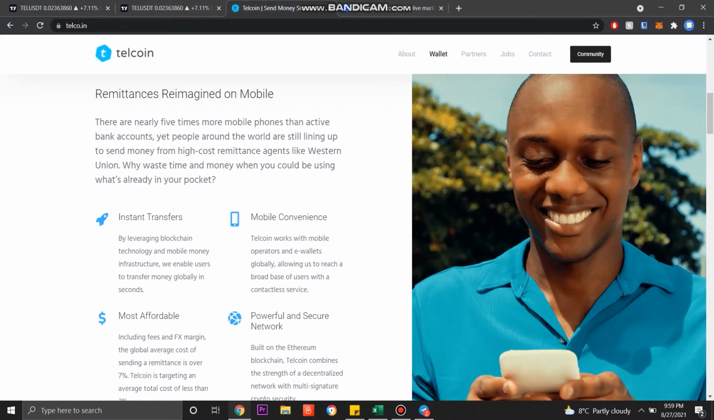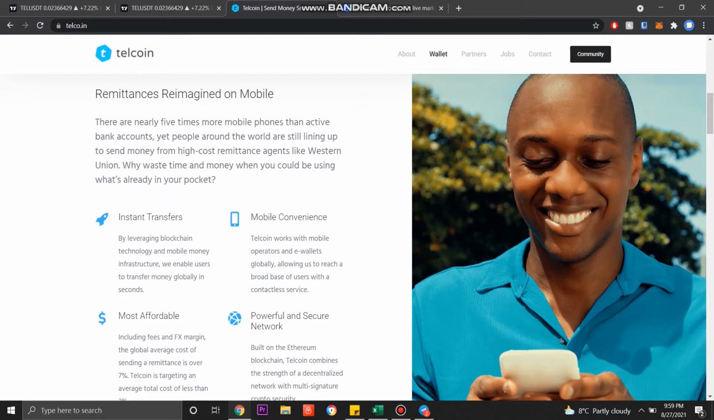We can see what Telcoin is here. Essentially, as we can read out from their website, there are nearly 5 times more mobile phones than active bank accounts, yet people around the world are still lining up to send money through high-cost remittance agents like Western Union. Basically, why waste time and money when you could be using what's already in your pocket?